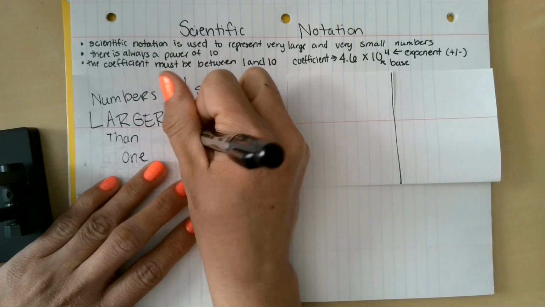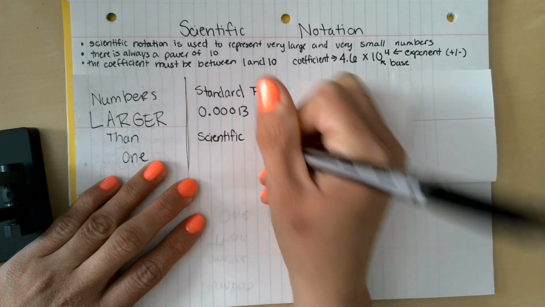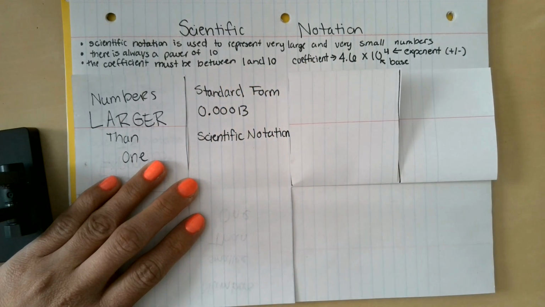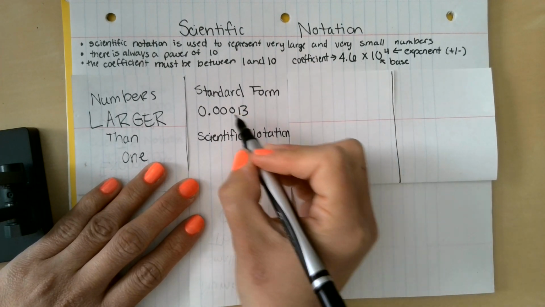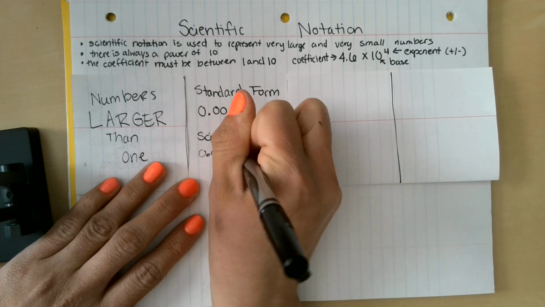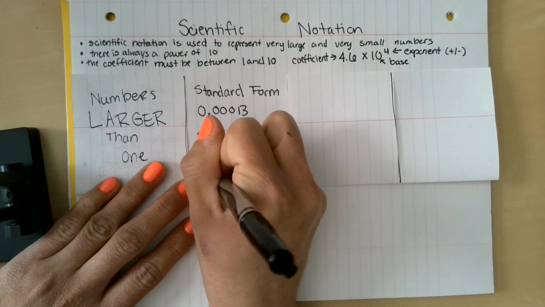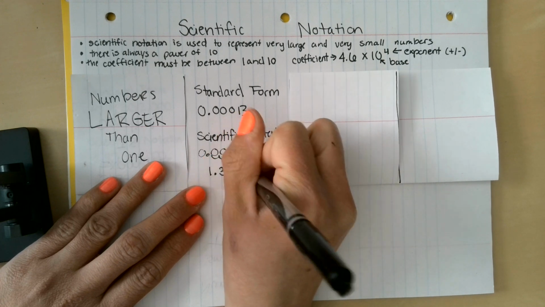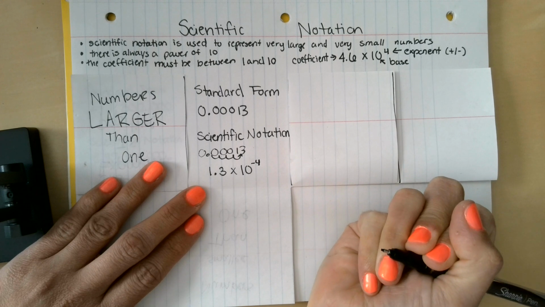So what would this be in scientific notation? What this would mean is we want this number between 1 and 10. So we're going to take our decimal place and we're going to move it 1, 2, 3, 4 times. So this becomes 1 and 3 tenths. So 1 and 3 tenths times 10, and we moved it backwards 4, so to the negative 4th power.